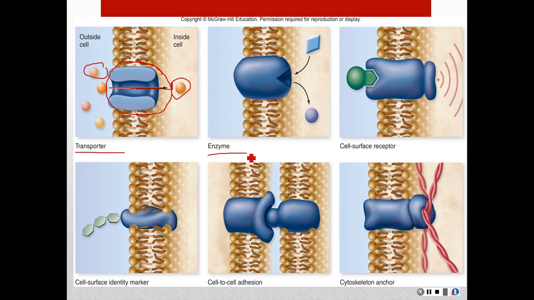And here's our enzyme, and they're the ones that are going to carry the chemical reactions to the inside of the cell, and as well outside. Oh, sorry, inside, and then outside. All right, then here's our cell surface receptor. They're the ones that are going to detect what needs to enter the cell or what needs to leave it.